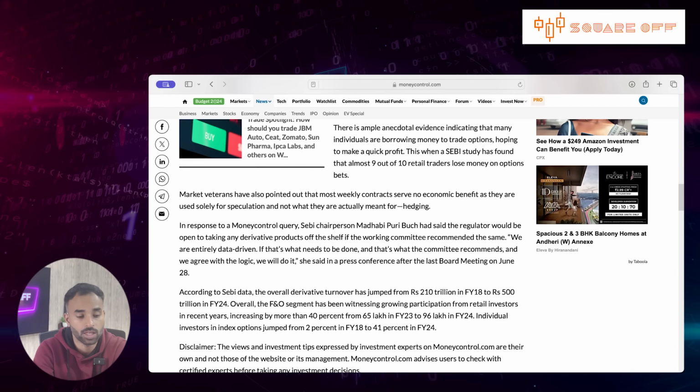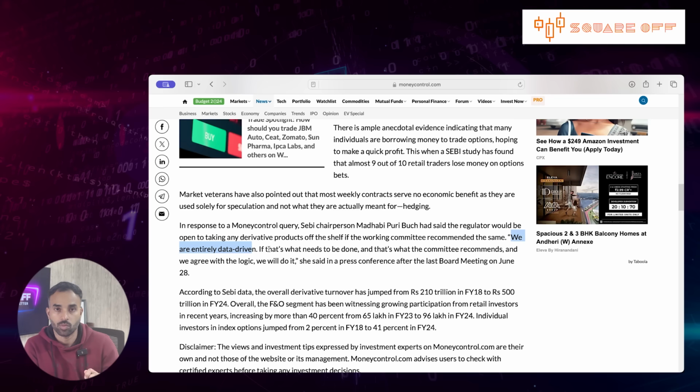So one more thing that we need to check in this Money Control article is that the SEBI chairperson has clearly mentioned that we are entirely data driven. If that's what needs to be done and that's what the committee recommends and we agree with the logic, definitely we will do it.